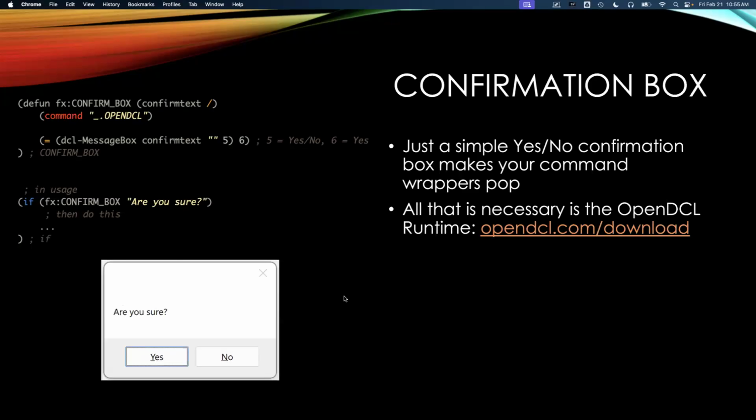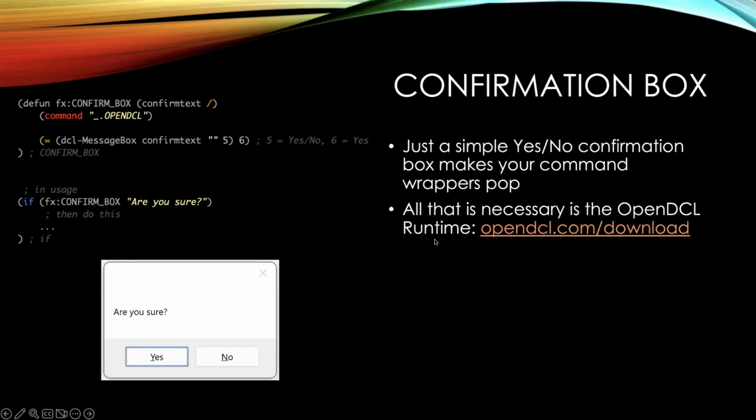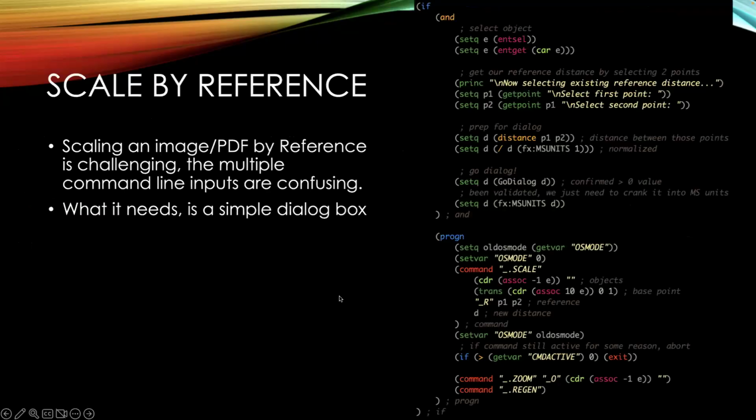But that, of course, does bring up, well, what about other dialog boxes? So I can end with a little bit of this real quick, get you excited about dialog boxes. So scale by reference, another classic one where the command line is so challenging to scale by reference. It's all at the command line. What it needs, there's nothing we can do to wrap it. We need a dialog box.